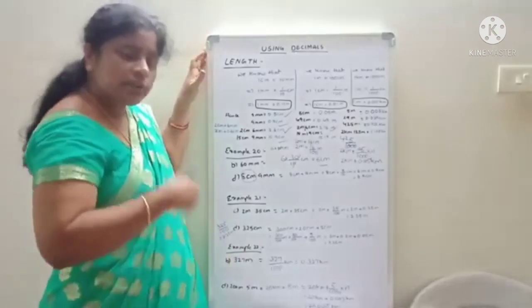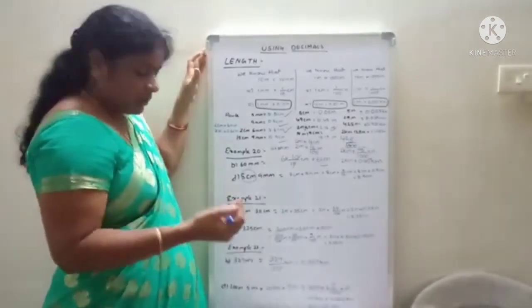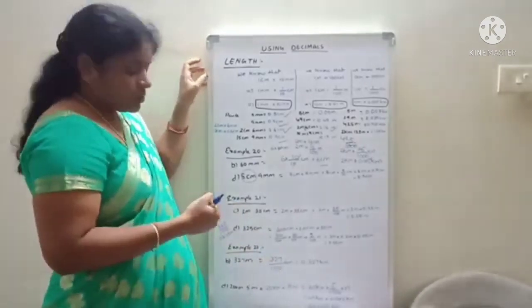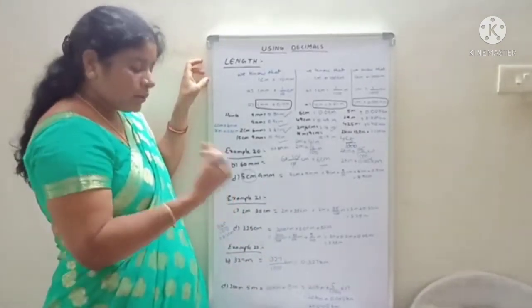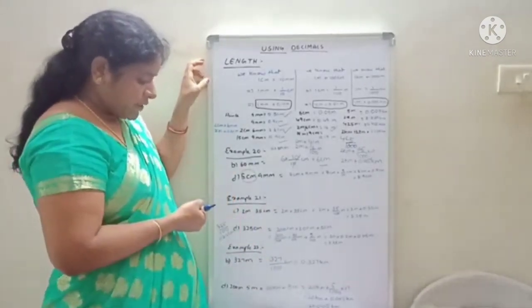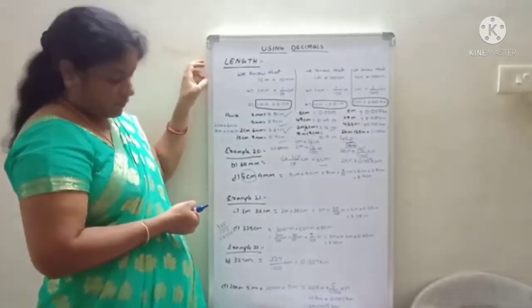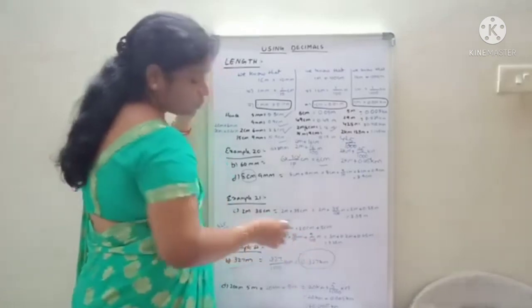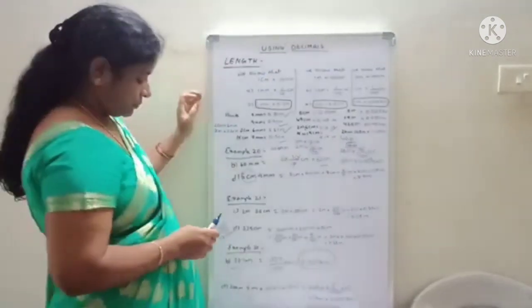327 meters is given, so directly use the shortcut. 327 by 1000 kilometers. Convert into decimals: the value of 327 by 1000 is 0.327. So 327 meters is nothing but 0.327 kilometers.